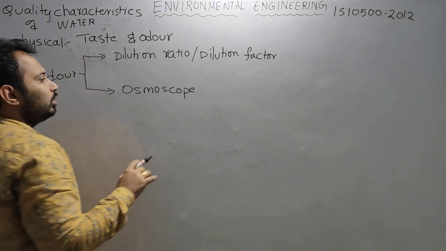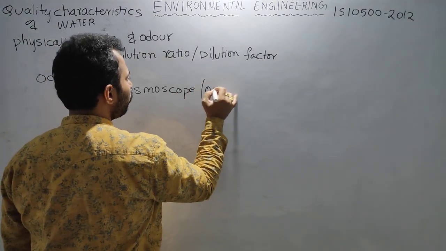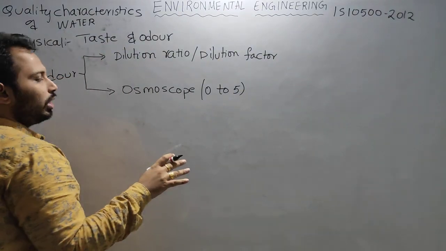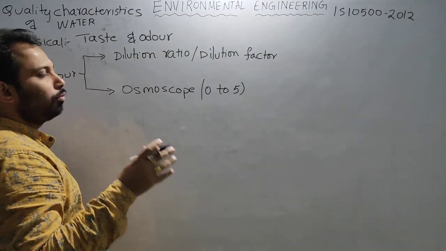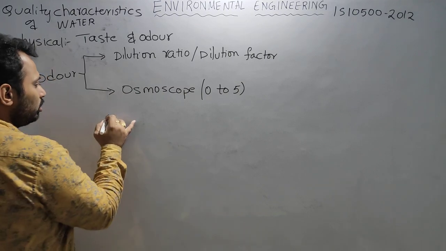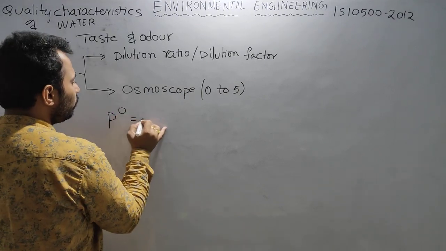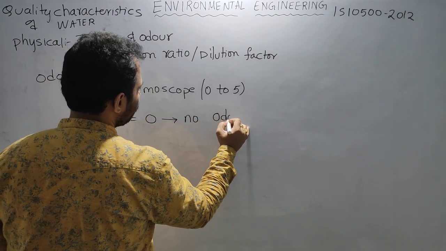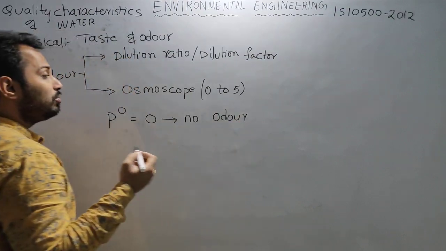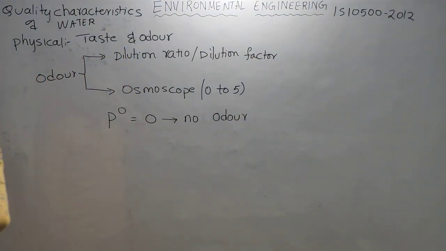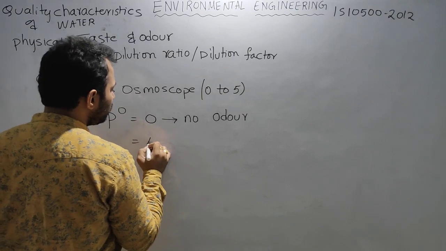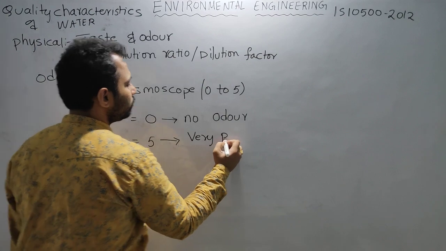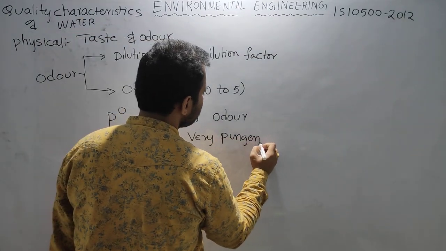See, an osmoscope is an apparatus which will give you a reading between 0 to 5 for the amount of odor present in the water. If the osmoscope reading is 0, then we call that no odor, no perceptible or no observable odor. When it is 5, it indicates a very pungent smell.